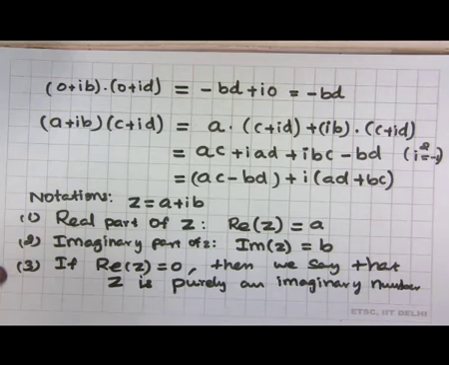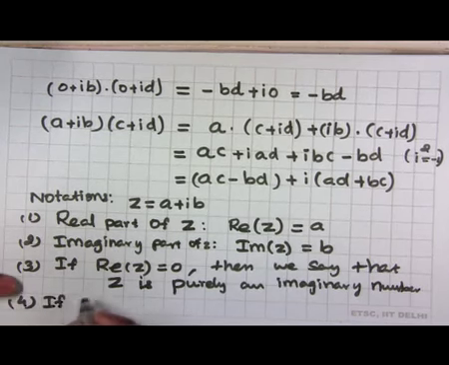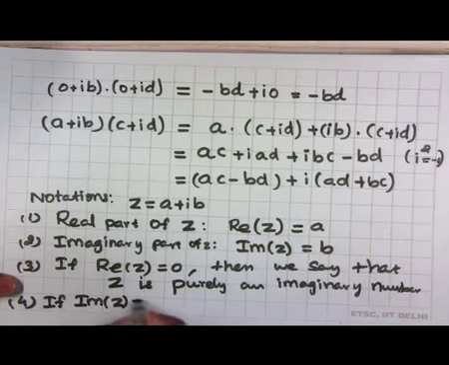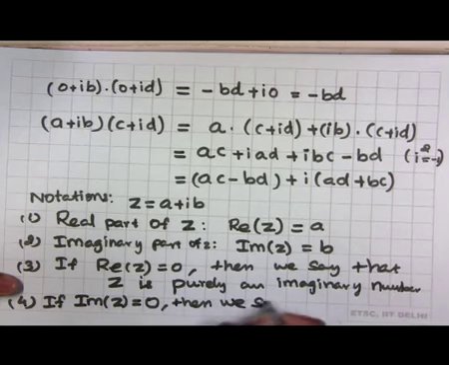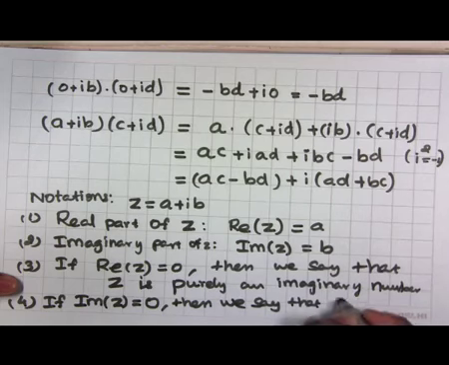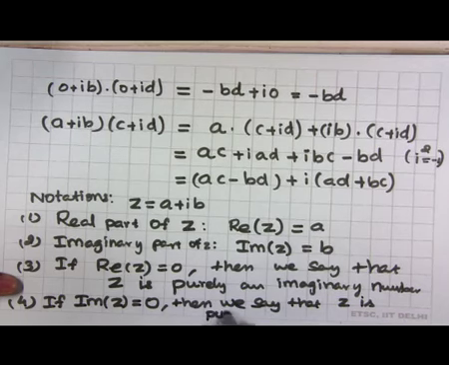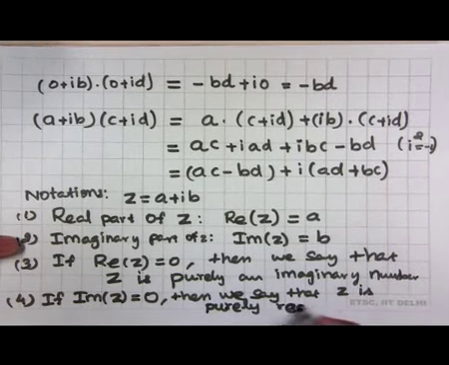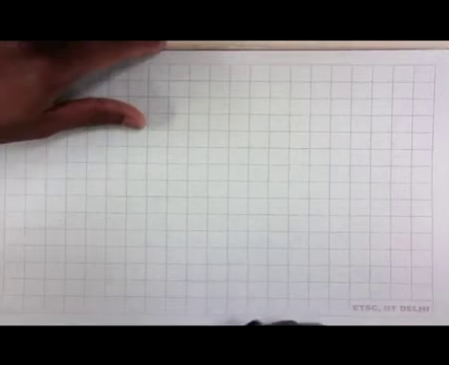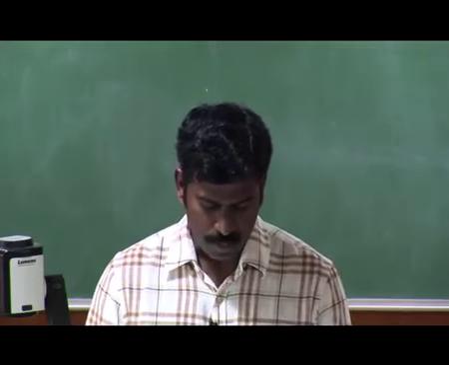So, either we say it is purely an imaginary number or just an imaginary number. Similarly, if the imaginary part of Z is 0, then we say that Z is purely real. So, with this simple notation, let me start with the new definition, that is the conjugate of a complex number.